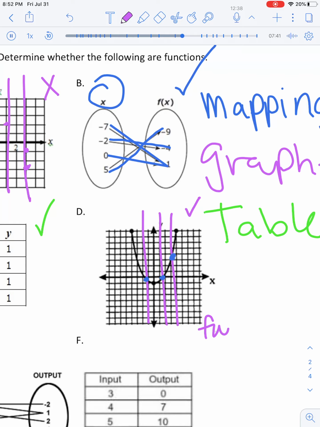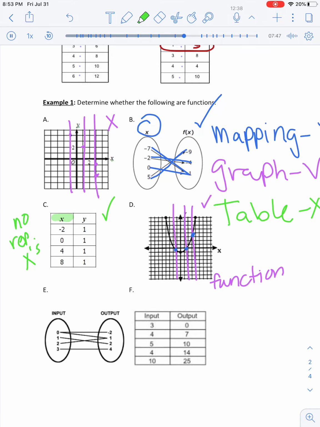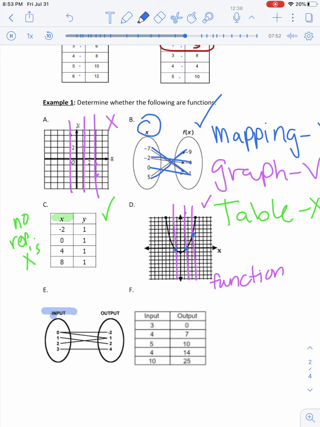Okay, our next one is another mapping diagram. We need to check our x values. We need to make sure that they are not repeating. Remember, your input is your x's, and your output is your y's. Okay, so let's check our x values.